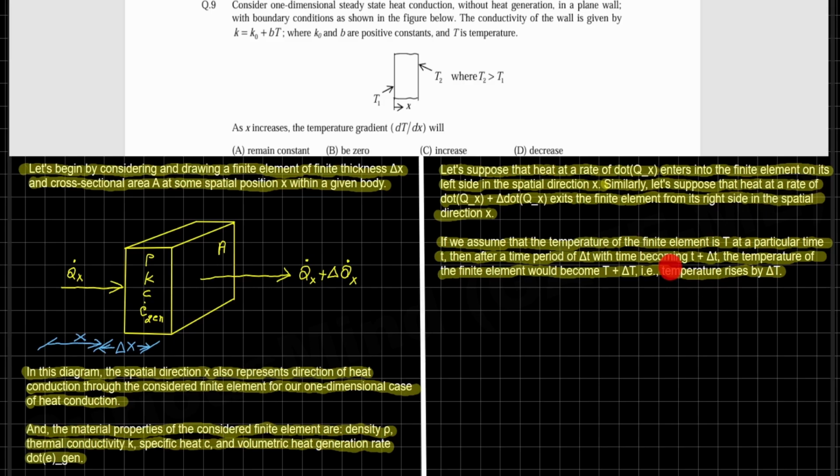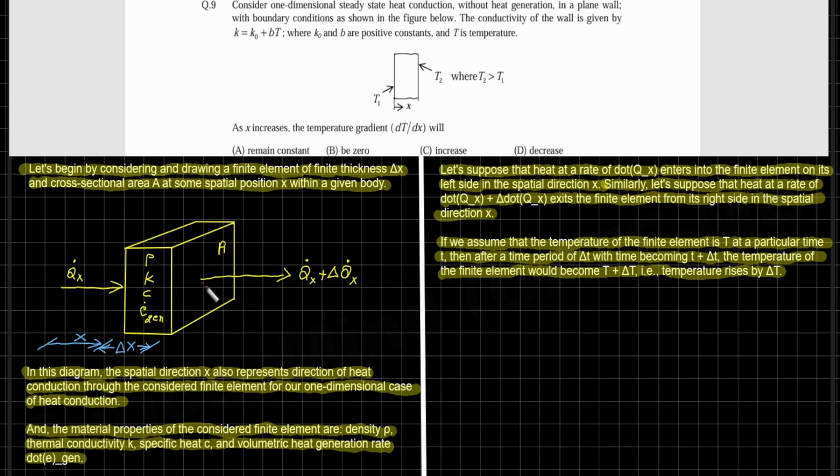So, this rise in temperature of the finite element is caused by the finite heat capacity of this finite element, and this finite element receives heat at a rate of q̇x and expels heat at a rate of q̇x plus Δq̇x, and simultaneously it generates heat at a rate of Ė_gen within its entire volume.